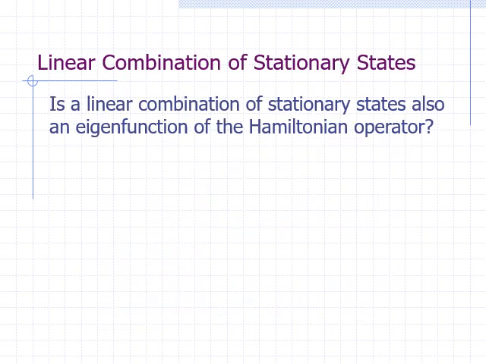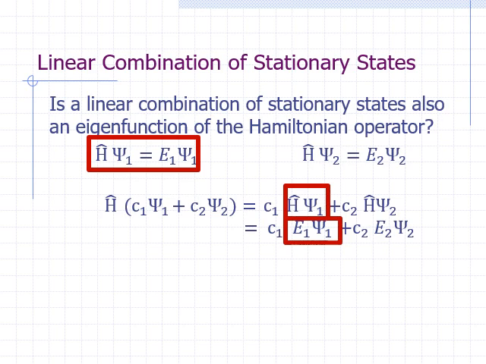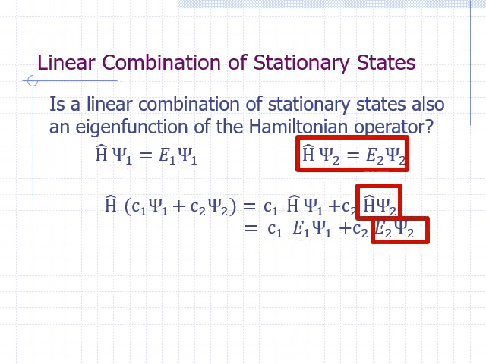We know that stationary states are eigenfunctions of the Hamiltonian operator. What about linear combinations of stationary states? For example, suppose H hat psi 1 equals E1 times psi 1 and H hat psi 2 equals E2 times psi 2. What happens if we apply H hat on c1 psi 1 plus c2 psi 2? Since H is a linear operator, we can distribute it to the two terms and pull out the constants. We can substitute E1 psi 1 for H hat psi 1 and E2 psi 2 for H hat psi 2.